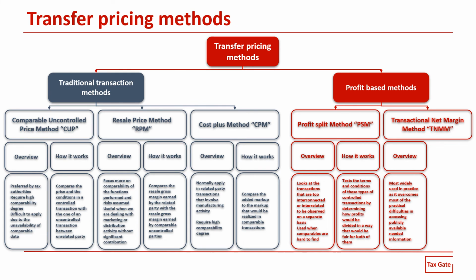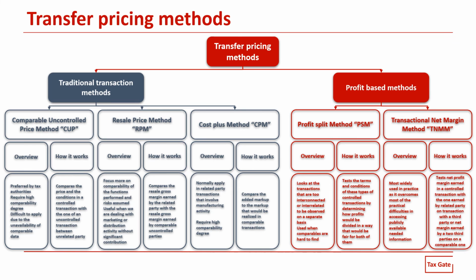The transactional net margin method tests the net profit margin earned in a controlled transaction against the net profit margin earned by the related party on the same transaction with a third party, or the net margin earned by a third party on a comparable transaction with another third party. The net profit margin can be measured against a number of bases, which include either sales, costs, or assets, and in practice the operating margin would normally be applied.